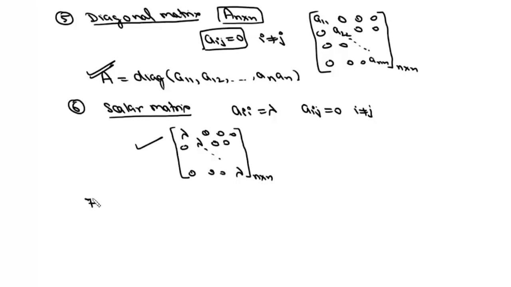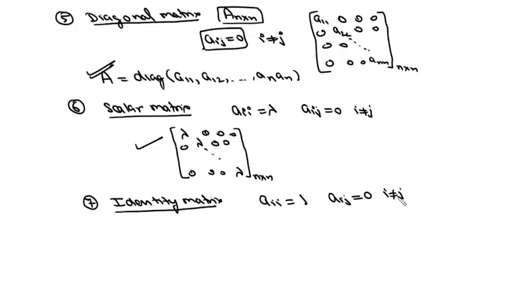And then the seventh one is the identity matrix. Now the identity matrix is a special case of a scalar matrix. So in a scalar matrix, if all the diagonal elements are 1 and all the non-diagonal elements are 0, then we call that matrix an identity matrix. Now generally the identity matrix is represented by I, basically this In. Now this n represents the order of this matrix. So we have this n cross n matrix, which is a diagonal matrix whose diagonal entries are all 1 and all the non-diagonal entries are simply 0.